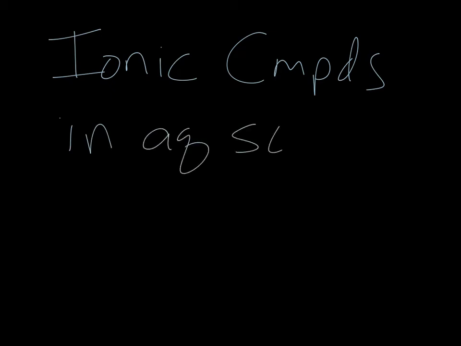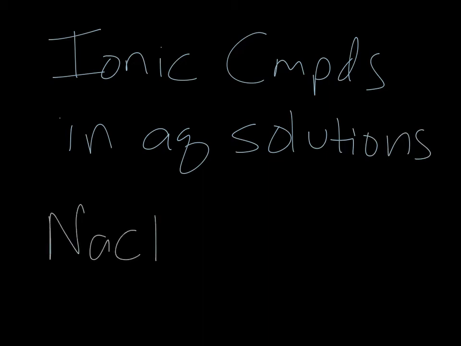In this video, we're going to talk about ionic compounds in aqueous solutions and net ionic equations. So, when we take an ionic compound, which is comprised of a metal and a nonmetal, and dissolve that in water, it tends to dissociate into its ions. It doesn't stick together, it dissociates into its individual ions.